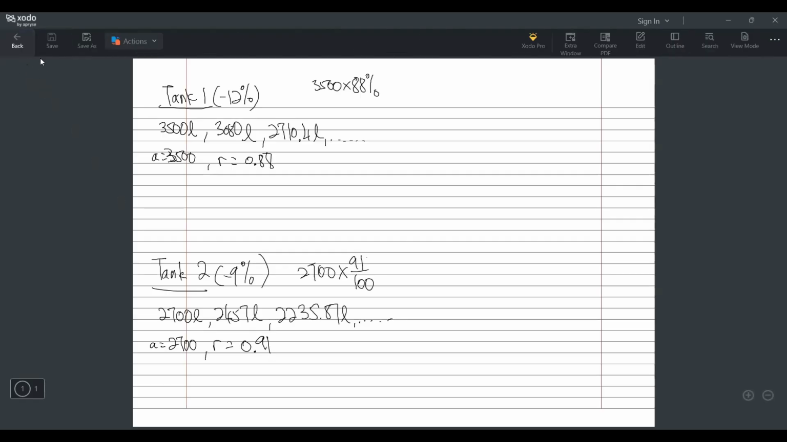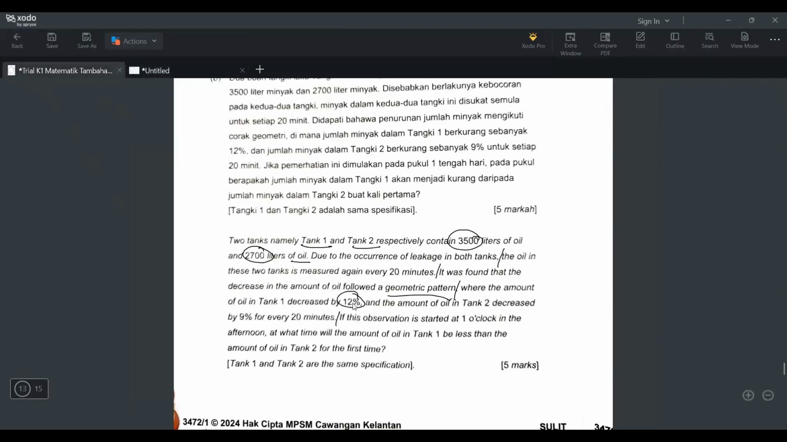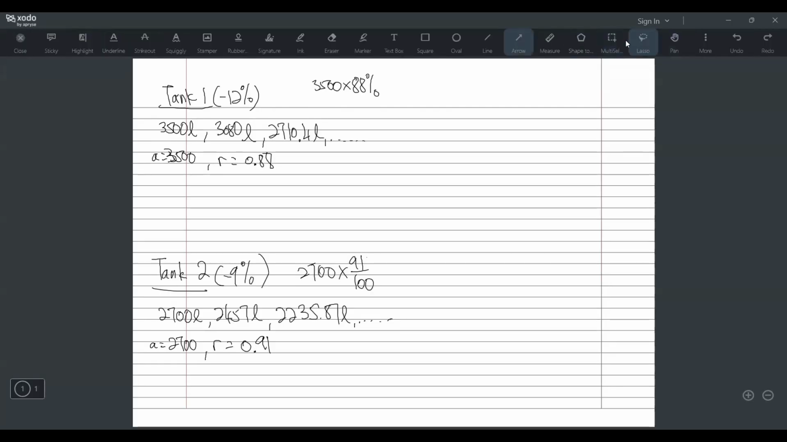Okay, I think I read everything nicely. Now let's go back to the question. Decrease 12%. Okay, everything is good. If this observation started at 1 o'clock in the afternoon, 1 p.m., what time will the amount of our tank 1 be less than tank 2 for the first time? So we can see that tank 1 is not less than now, it's more than. After 20 minutes, also more than. After another 20 minutes, also still more than. So they are asking at which point tank 1 will start being less than this, right?